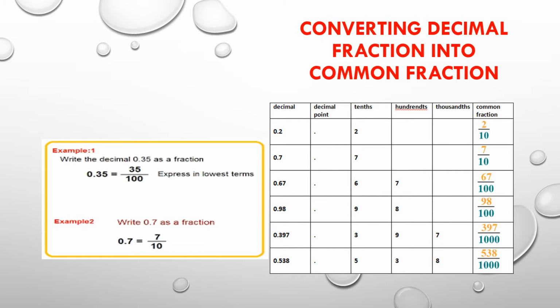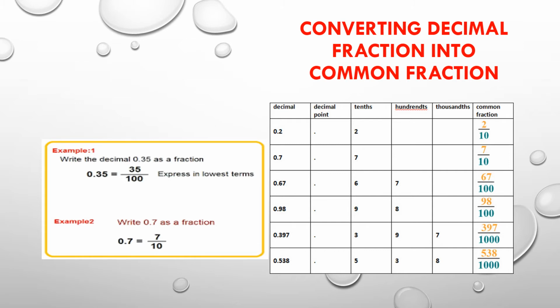Next, 0.397, 3 is at tenths place, 9 is at hundredths place and 7 is at thousandths place. So the answer will be 397 upon 1000. Next, 0.538. 5 is at tenths place, 3 is at hundredths place, and 8 is at thousandths place. So the answer will be 538 upon 1000.